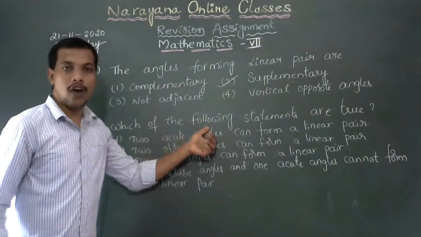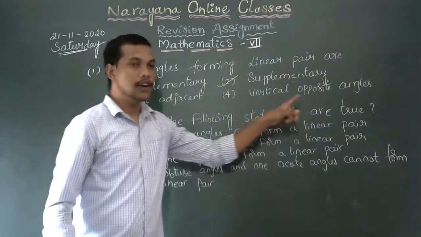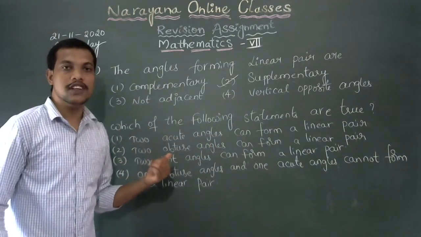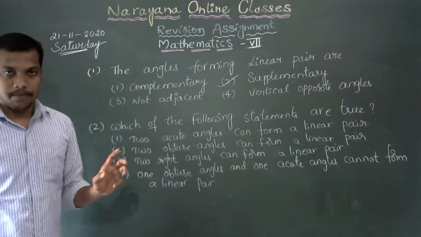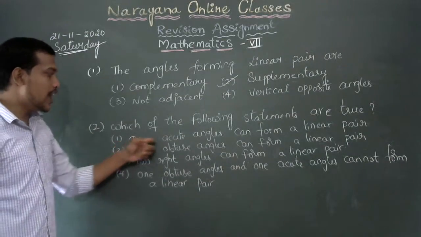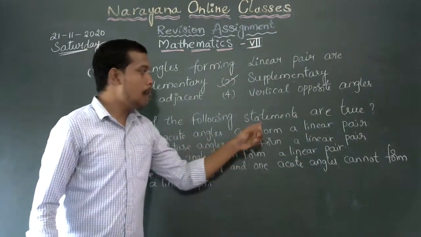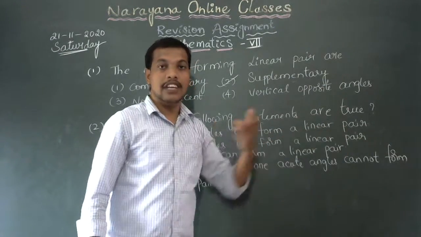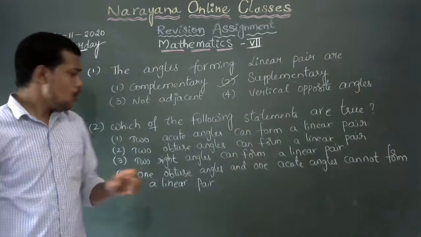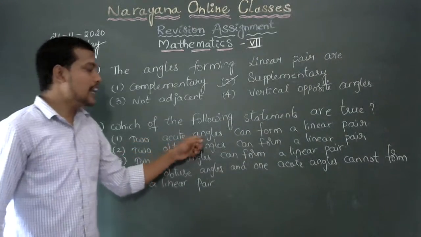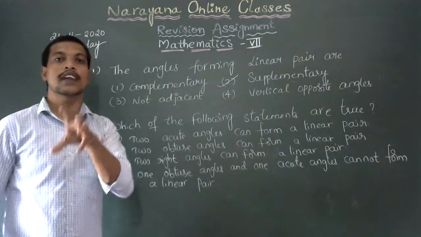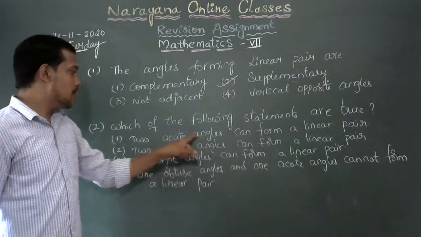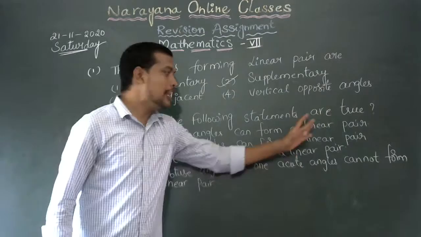Now coming to the second one. Which of the following statements are true? Here four options are given. The first one is: two acute angles can form a linear pair. Linear pair means it will give 180. But acute angle means angles between 0 and 90. So two acute angles cannot form a linear pair.